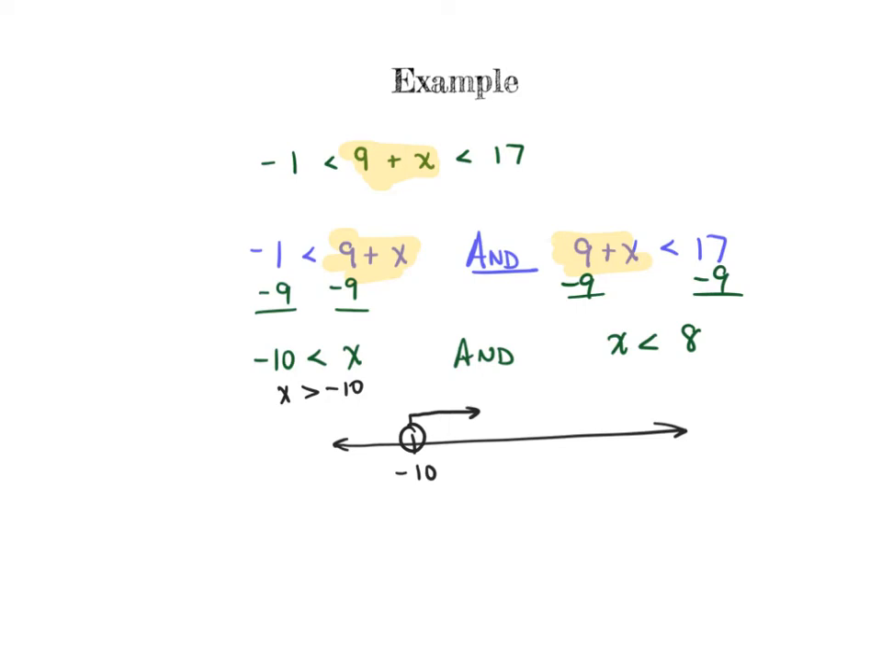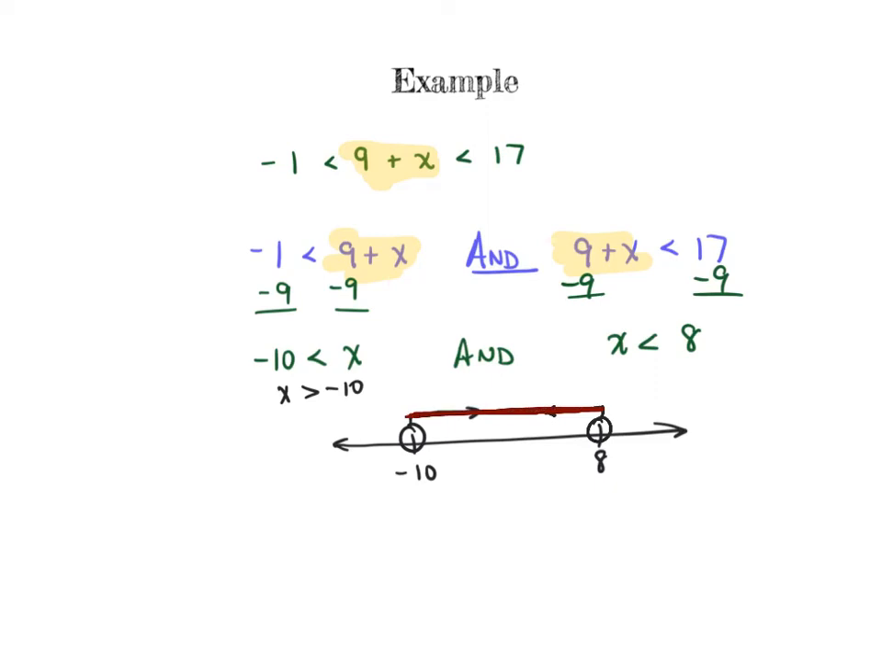The other statement, we've got 8, and we want x values that are less than 8. And so those go in this direction. And you can see how these two arrows are going to overlap as they cross each other. And see, it's that overlapping region that contains all of the answers.